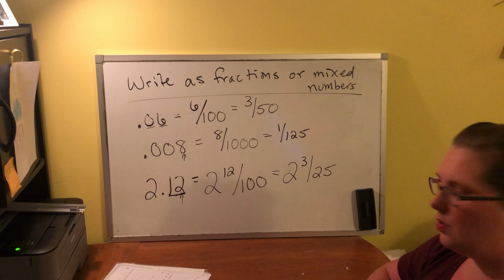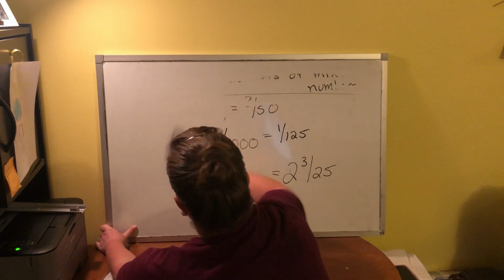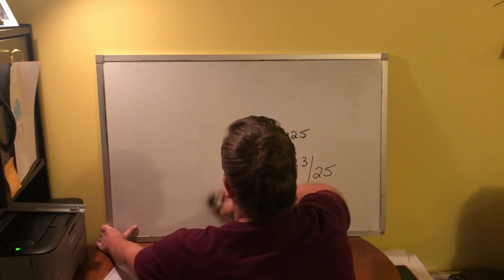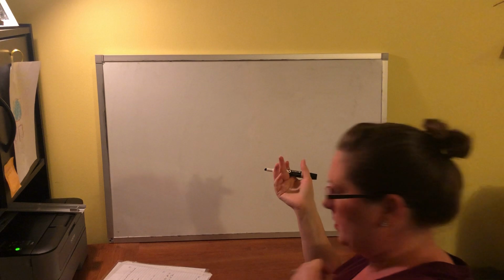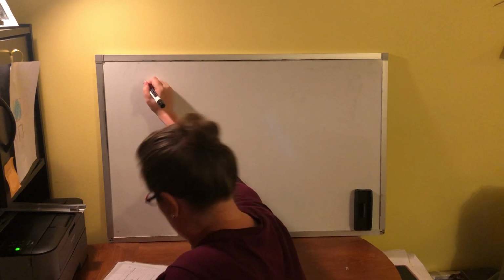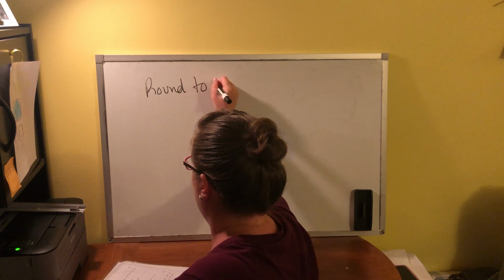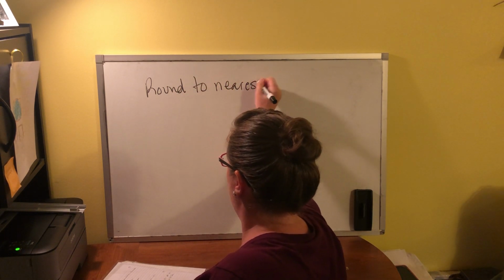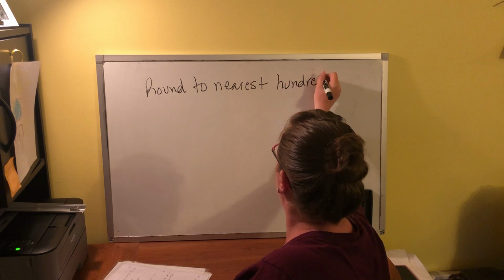All right, moving on. We're doing rounding now. So we are rounding with decimals. It's not much different at all from rounding with whole numbers, okay? So let's say they want us to, let's do one with a whole number first. Round to the nearest 100.